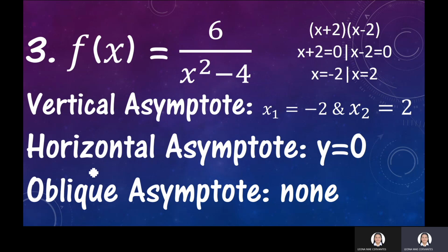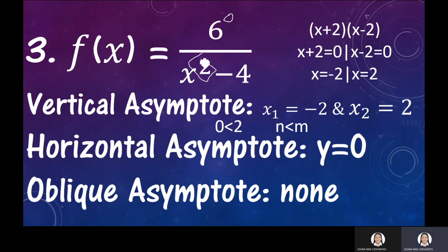Horizontal asymptote, highest exponent ng numerator, 0. Highest exponent ng denominator, 2. So, 0 is less than 2. Therefore, n is less than m. So, if n is less than m, y is equal to 0. Oblique asymptote, none. Since meron tayong horizontal asymptote.